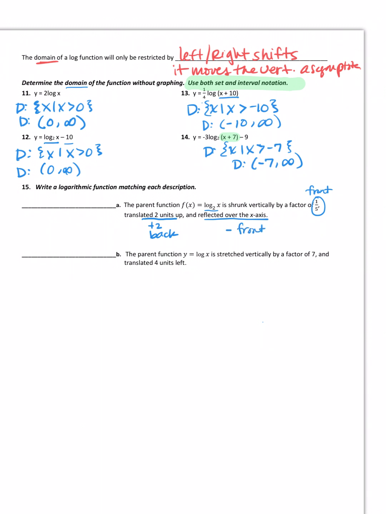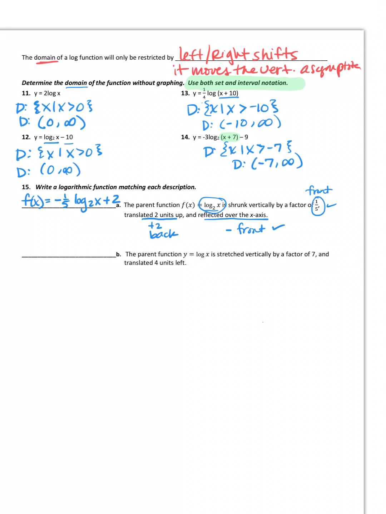Okay? So let's do that. We'll say f of x equals, put our negative out. What else goes in the front? The 1/5. Now we put the base, log base 2 of x, and then we put plus 2 on the back. Let's look at part B.